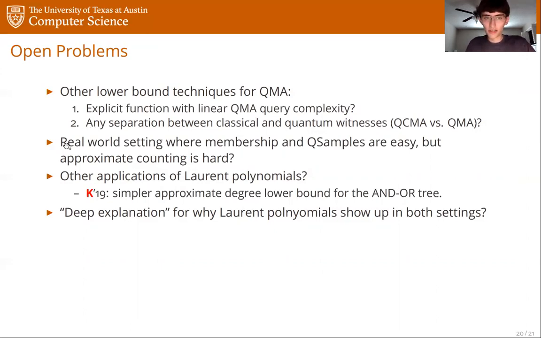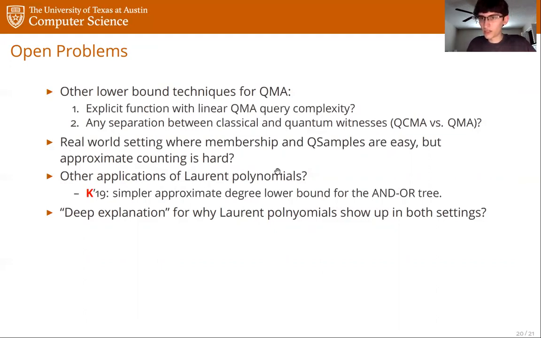Is there a real world setting where membership in QSamples is easy, but approximate counting is hard? This models the trusted setting that we considered. Is there a real world setting that matches what we get in the query complexity setting?